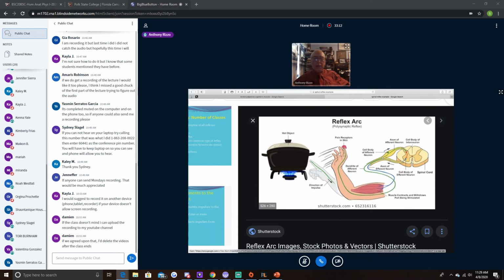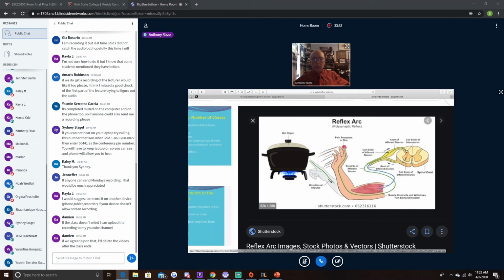Now, this is called a spinal reflex. It's called a spinal reflex because it is entirely contained within the spinal cord. Where in this spinal reflex is the brain?